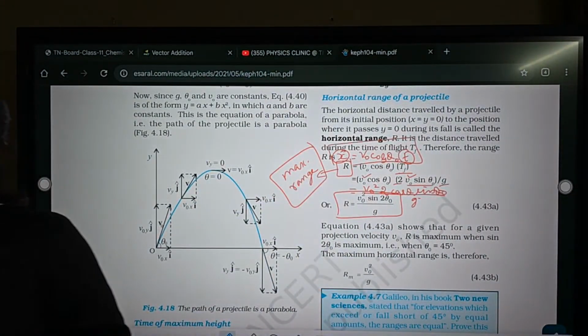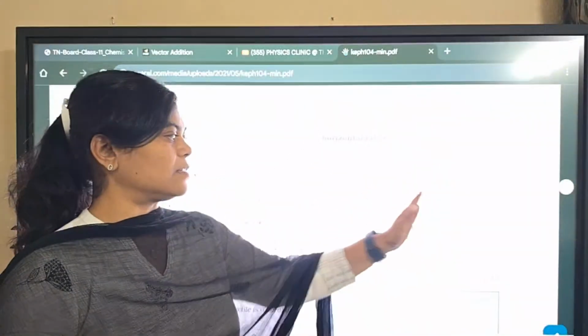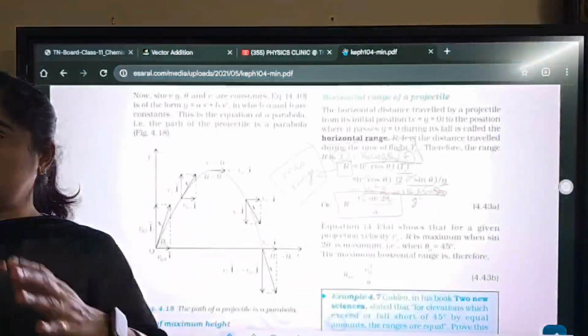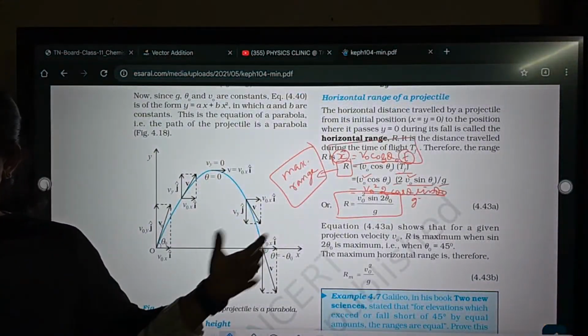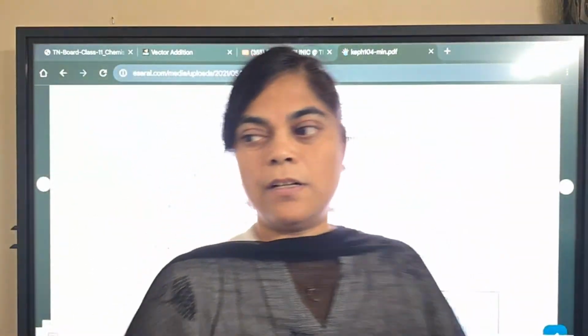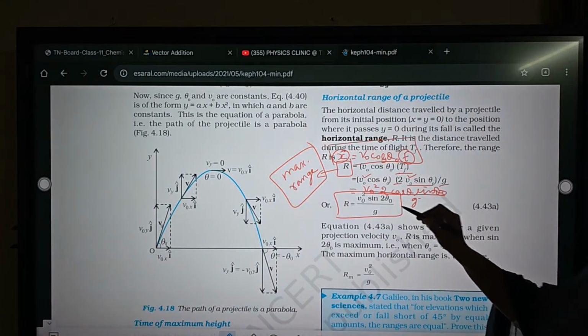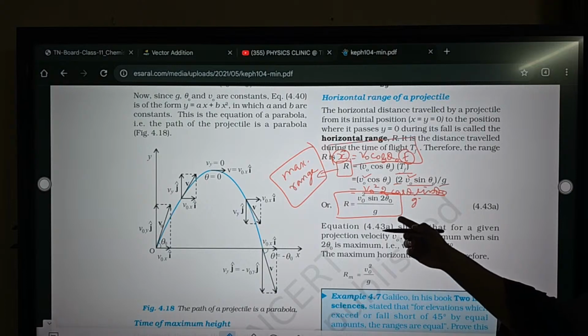In mathematics, you may know how 2 sin theta cos theta becomes sin 2 theta. There are some derivations over there, which are not at all needed here. You keep this in your mind like a formula. What is sin 2 theta? 2 cos theta sin theta or 2 sin theta cos theta, both are the same. So this is the maximum range. Is it clear for you?